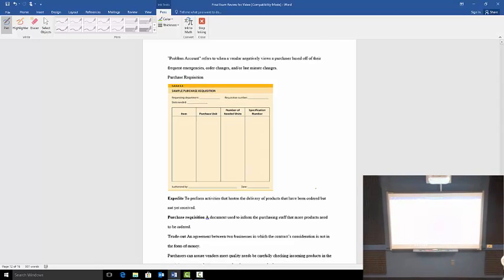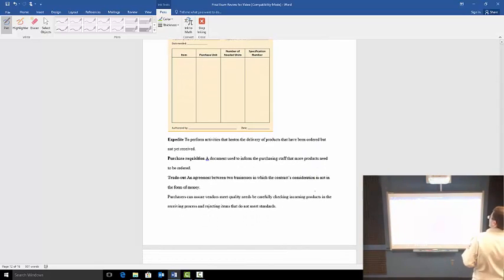Some key terms from the chapter that you're going to want to remember. Expediting. This is not like expediting in the kitchen. This expediting refers to any activity or action we take to speed up the delivery of products that have been ordered but not yet received. Purchase requisition, the textbook definition, is a document used to inform the purchasing staff that more products need to be ordered. And that's commonly used in your larger operations. And then, like I mentioned before, a trade-out is an agreement between 2 businesses in which the consideration is not money. It's a very fancy way of saying bartering.